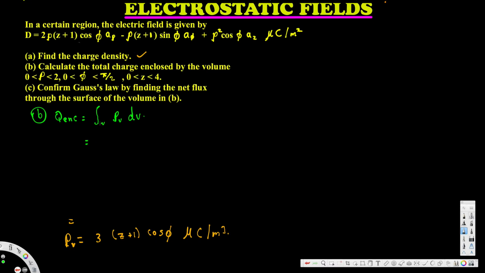Okay, now the given region is this one. We have 3 regions given, so the integration is going to go from rho equal to 0 to 2, and then phi equal to 0 to pi by 2, and then z equal to 0 to 4. Okay, so this is what we have right now, and the rho v is this one, 3 z plus 1 cos phi, and then here we have to use cylindrical coordinates, right? So rho d rho d phi dz.